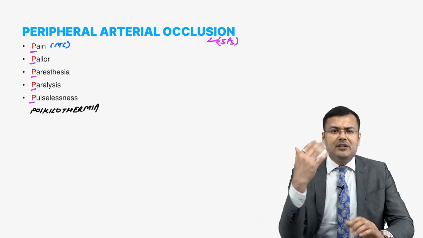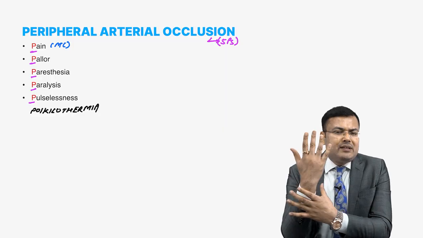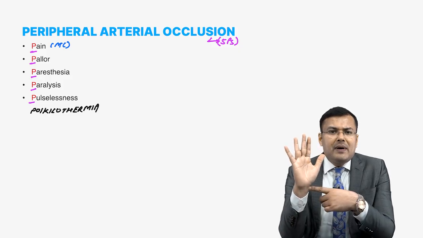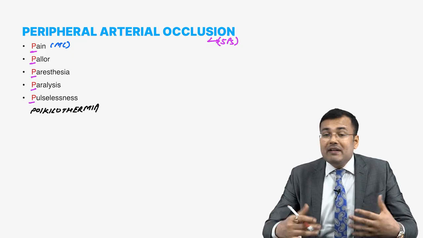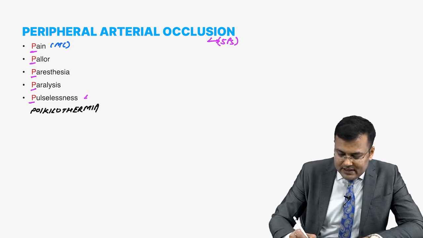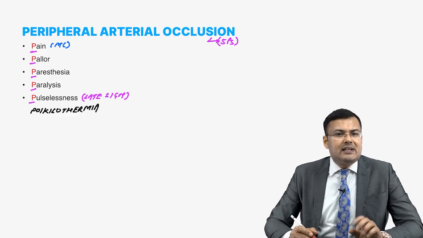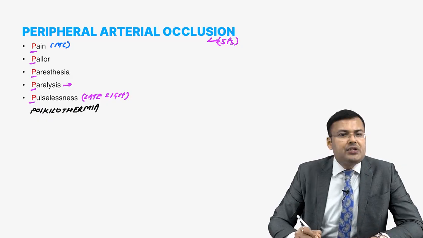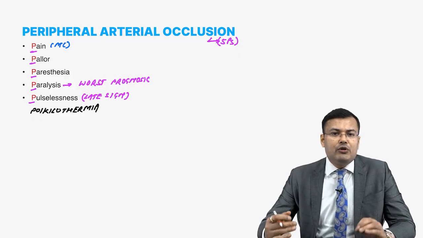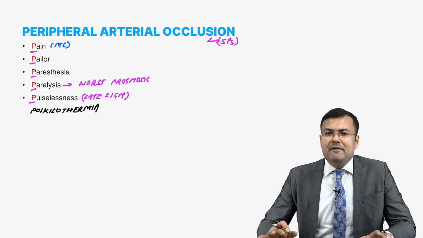One classical example, imagine patient is having compartment syndrome. How much is the pressure in compartment syndrome? More than 30 mmHg. Because of that, in the compartment, there is compression of vessels. So in patients of compartment syndrome, which one is the late sign? Pulselessness, it is a late sign. This question was asked in both FMG and NEET PG. And which one is associated with worse prognosis? Yes, paralysis. So these are 5 P's, sometimes the 6th P, poikilothermia, of peripheral arterial occlusion.